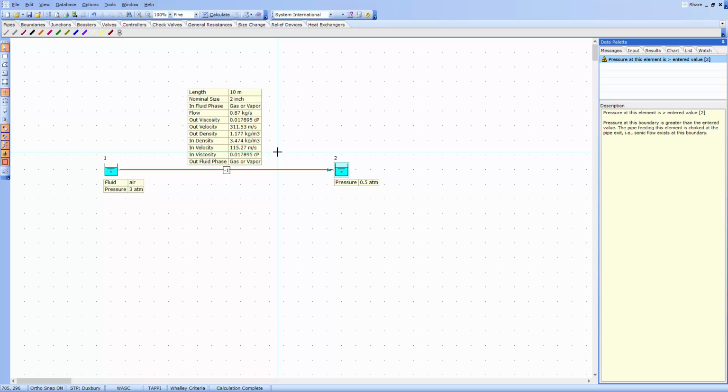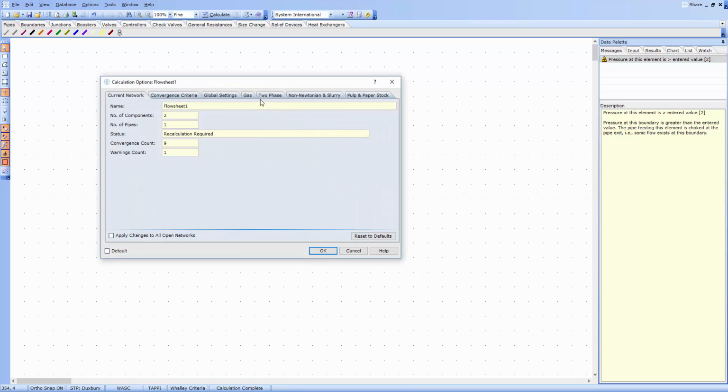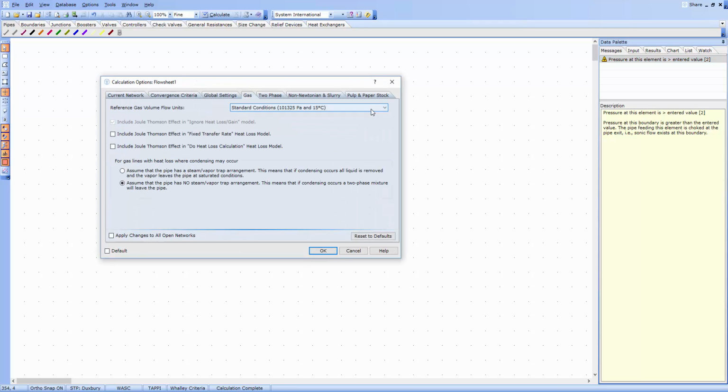It's therefore not meaningful to define gas flow rates in volumetric terms for gas systems without providing a reference temperature and pressure base at which the volume refers to. Fluid flow software allows you to model systems using either STP or NTP conditions, and you can choose which is applicable to your system, like so. Select Options, Calculation, select the Gas tab, and then choose the relevant reference gas volume flow units for your system, STP or NTP.